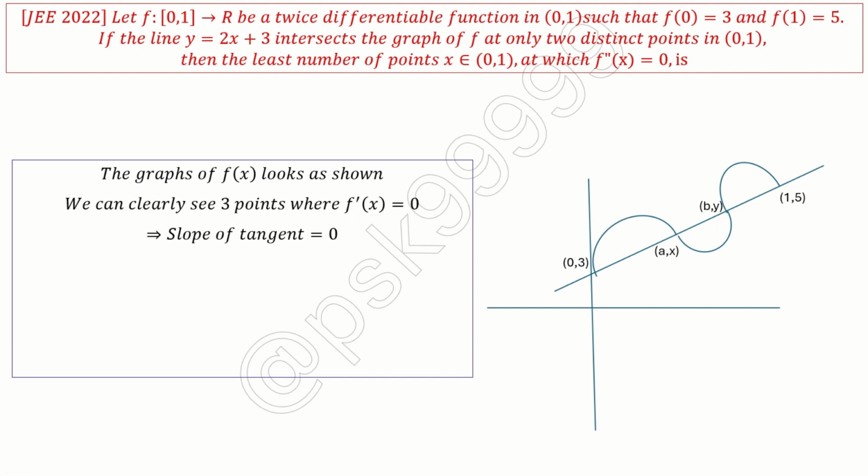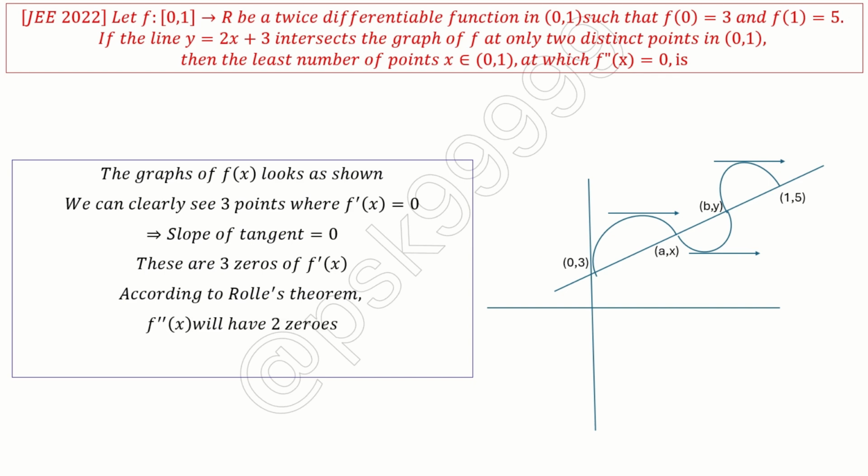Correct? Slope of tangent is 0, and I can find 3 such places where the tangents are parallel to the x-axis, which means the slope of these tangents is equal to 0 at 3 points for f of x. Okay, which means f dash x has 3 zeros. Once I know this, according to Rolle's theorem, f double dash x will have 2 zeros. Correct, minimum 2 zeros. So the answer is at least 2 points where f double dash x equal to 0. So these are the 2 ways you can solve this problem. Both require some analysis of how the function looks. You need to imagine it from the given data.